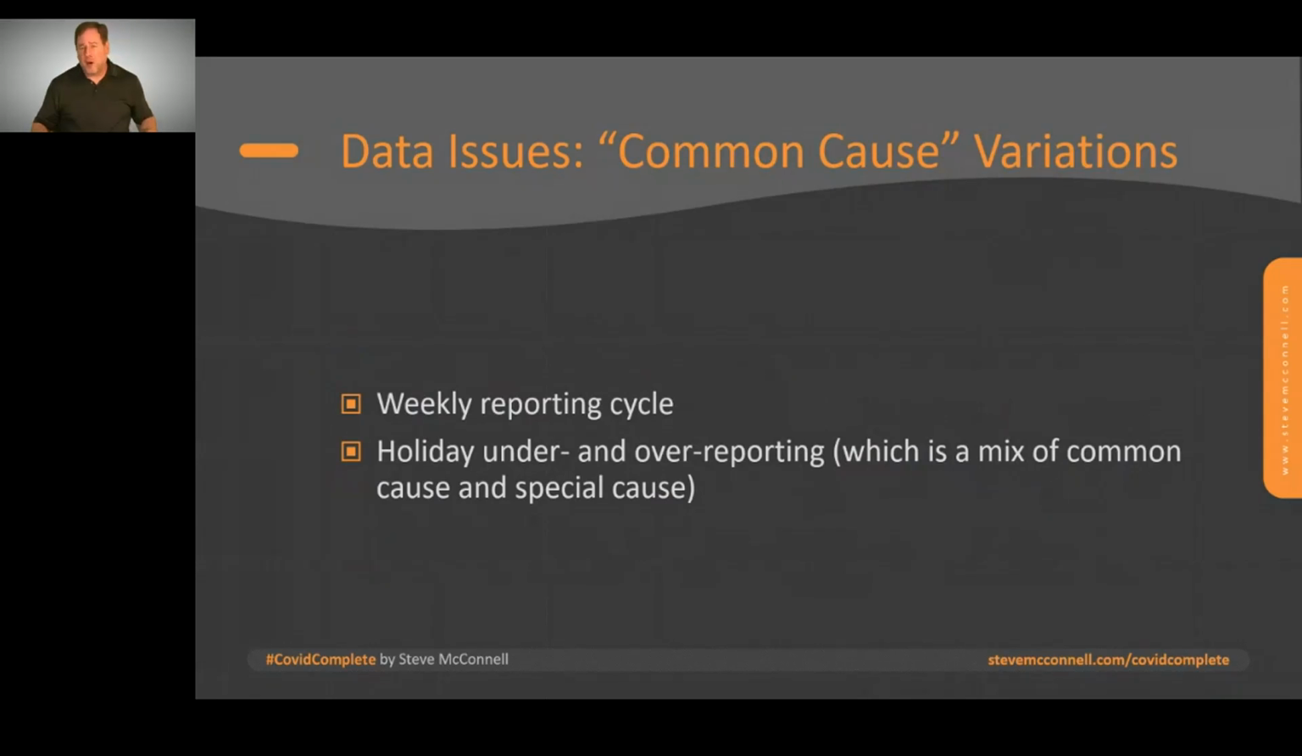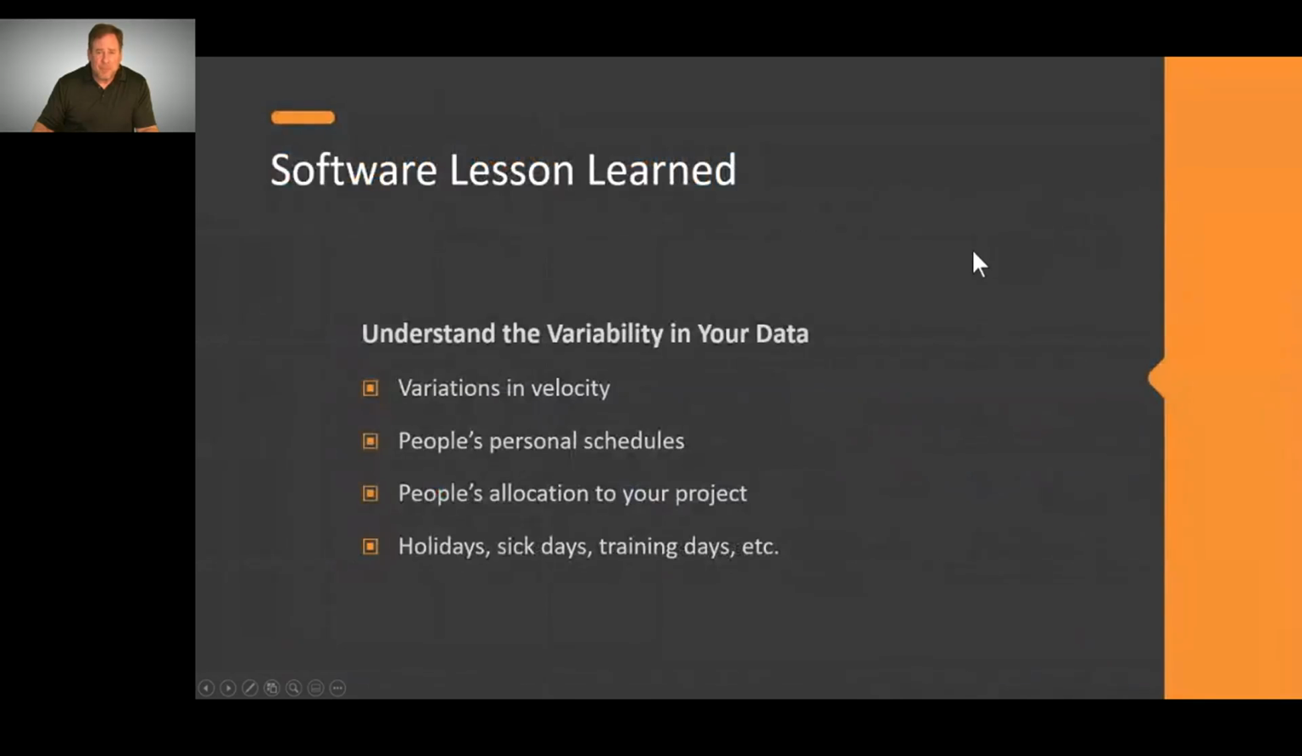But we also have common cause variation in Deming's terms. That is variations we can expect. It doesn't just arrive unpredictably. We know that there's a weekly reporting cycle and we can adjust for that. We know there's going to be under and over reporting around the holidays, so we can adjust for that. And so I think in software, the takeaway is understand the variability in your data.